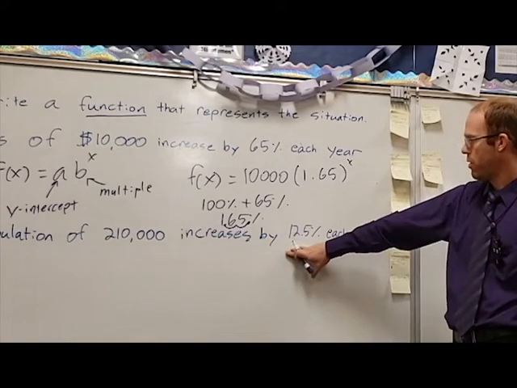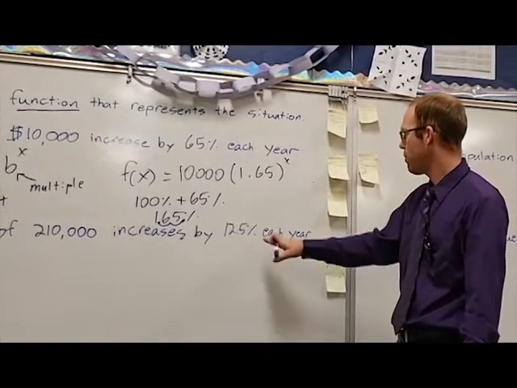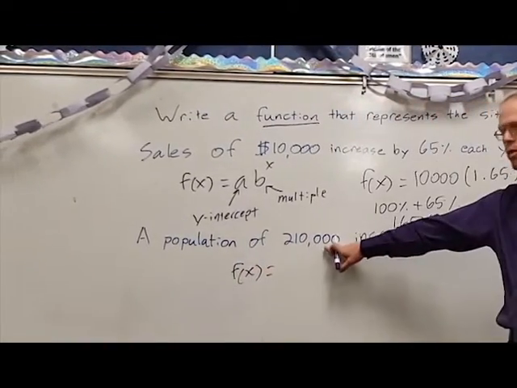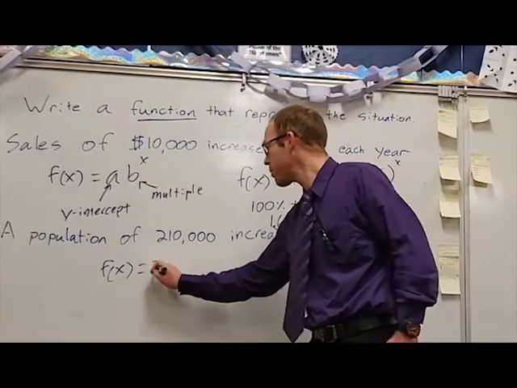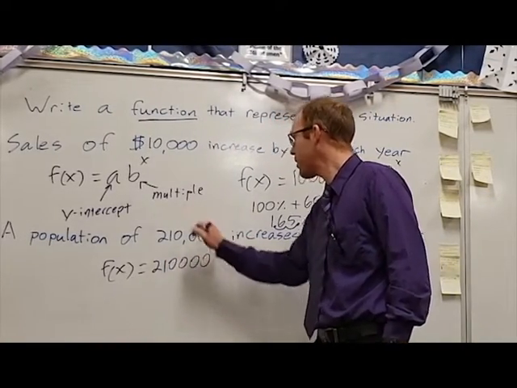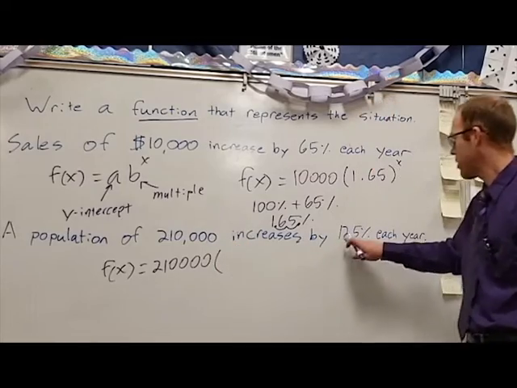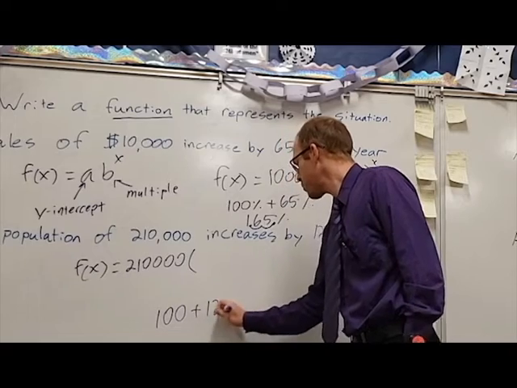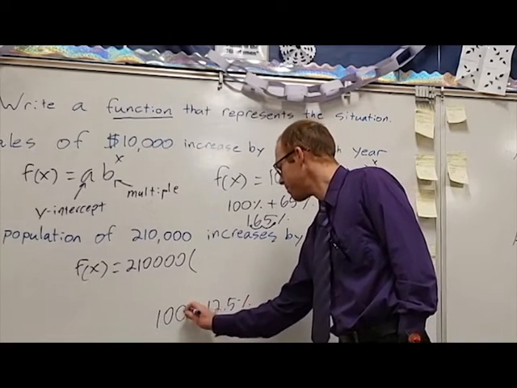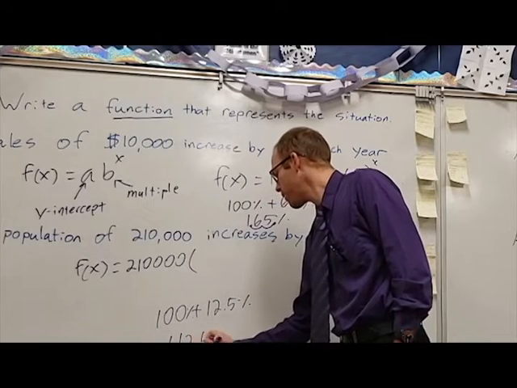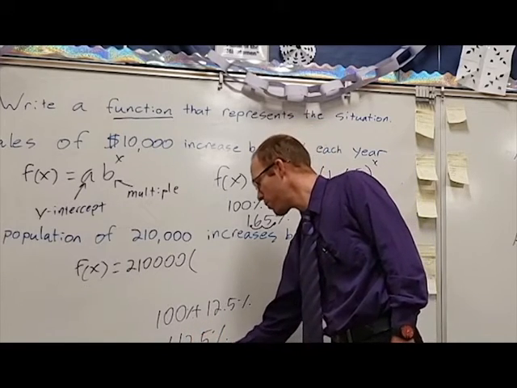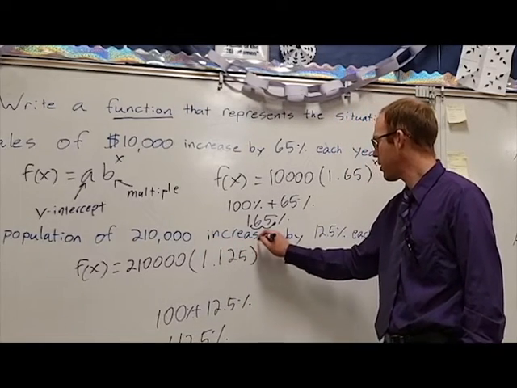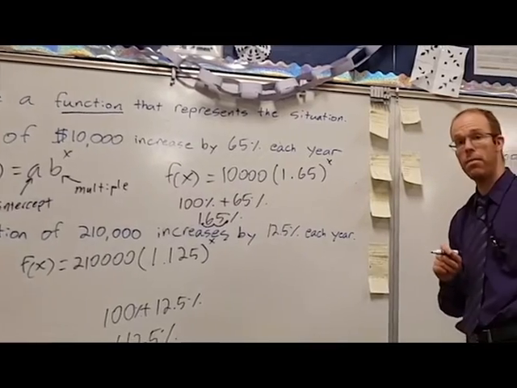Number 2, a population of 210,000 increases by 12.5% each year. So we get f of x equals our initial amount, which is 210,000. Our increase is going to be 12.5%. Let's think about the 100% plus the additional 12.5%. That gives us 112.5%, written in decimal form again, ends up being 1.125, and we're going to be to the power of x again on that one.